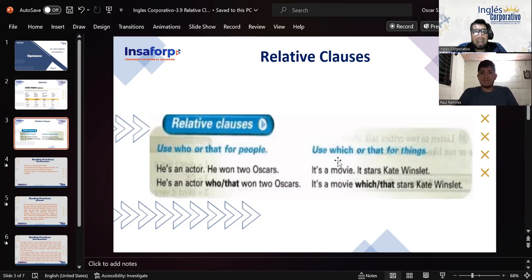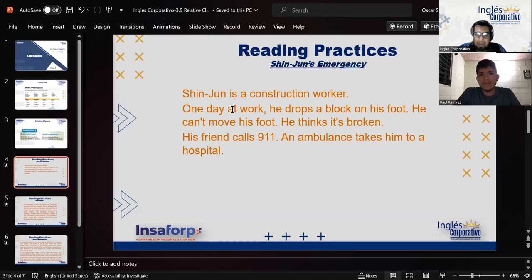Okay, now I have something where you are going to have to participate a lot, which is the reading practices. This one is easy. This one only has four lines, so it's not complicated at all. But we're going to start making it a little bit more fun from this point on. So the first one is about Shin Jun's emergency. Now, the magic here is that you are going to read it first, and then we're gonna look at it together. So when you feel ready, you may start reading this short paragraph, please.